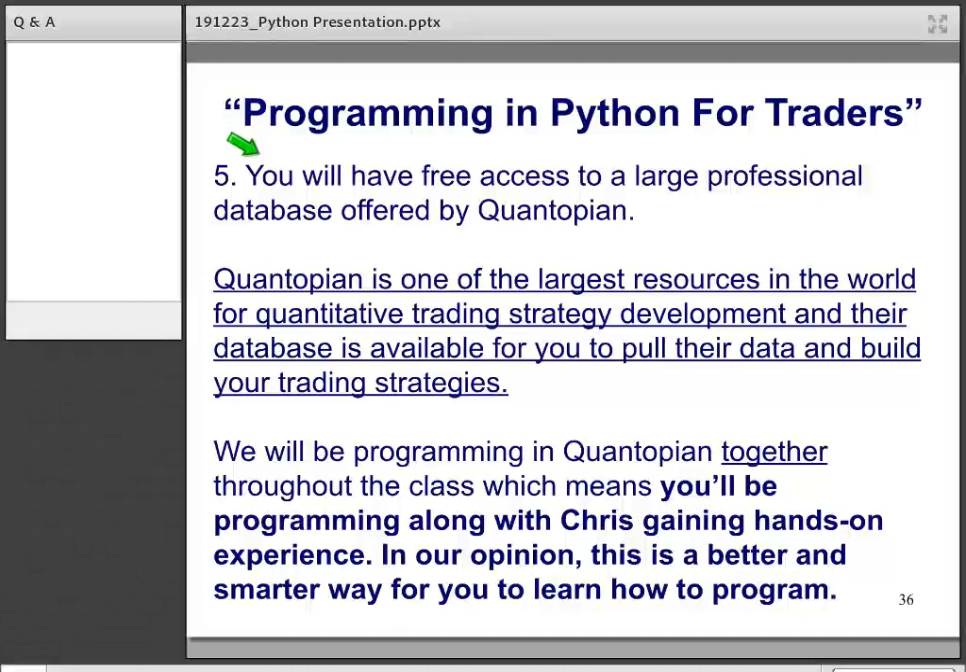Not only can you write your code up on there and drop everything in, or take Chris's code. You're going to be given a lot of Chris's code. You can drop it in immediately. But they have data that is not available for free elsewhere. So Quantopian is one of the largest resources in the world for quantitative trading strategy development. The database is available for you to pull the data and build your trading strategies, okay?